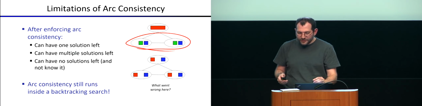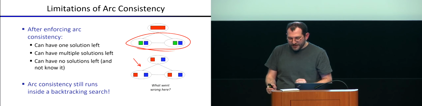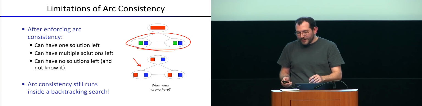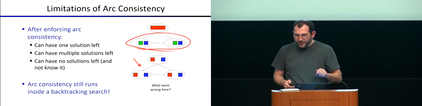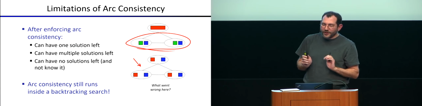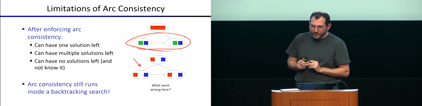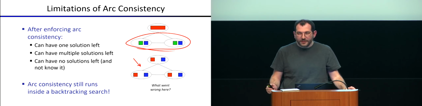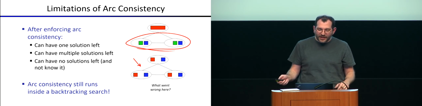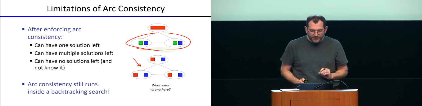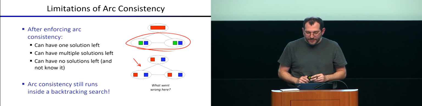You can also have no solutions left and not know it. We didn't talk about how to solve this yesterday, but we're going to talk about how to solve it today, or at least a way to think about it. And in this case, every pair of arcs is fine, but altogether, the three arcs aren't okay, right? You need to look at triples. Arc consistency is only about pairs, and so you can't detect this problem. That's actually okay because there's still a backtracking search which will detect this problem instantly as soon as you assign one of the nodes. That's why arc consistency still needs a backtracking search.